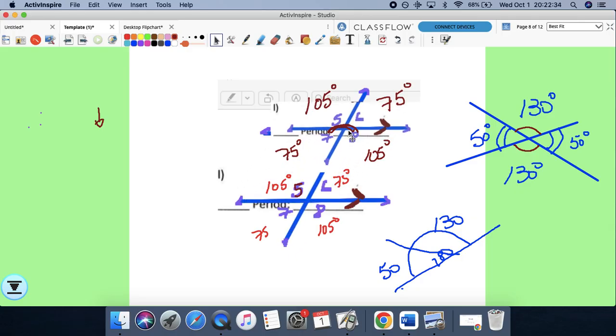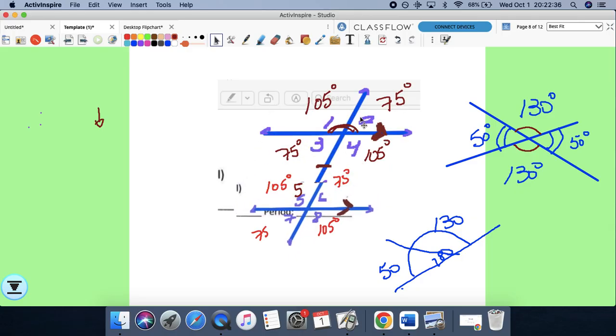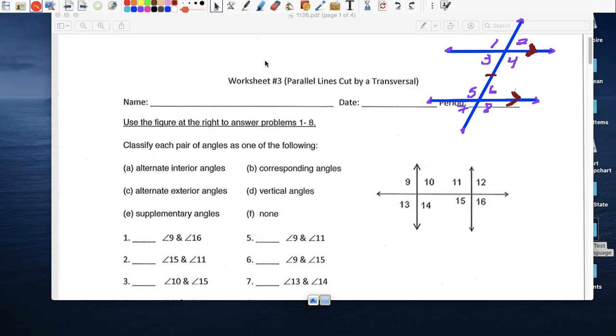And again, angle 6 corresponds to angle 2. And angle 8 corresponds to 4. Same exact location. So corresponding here would be 1 and 5, 3 and 7, 2 and 6, 4 and 8. Alternate exterior, well, the outside angles, outside the two parallel lines, are 1, 2, 7, 8, but alternate, so it'd be 1 and 8, and the other alternate angles would be 2 and 7.